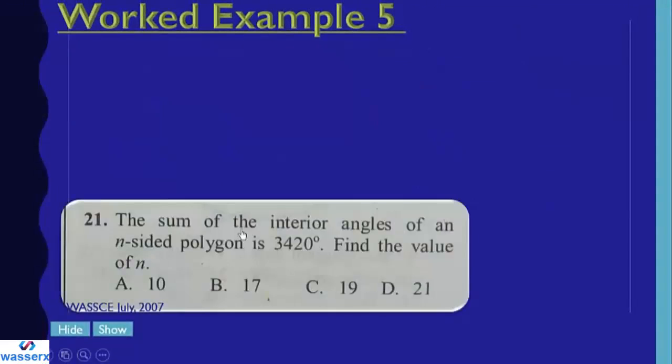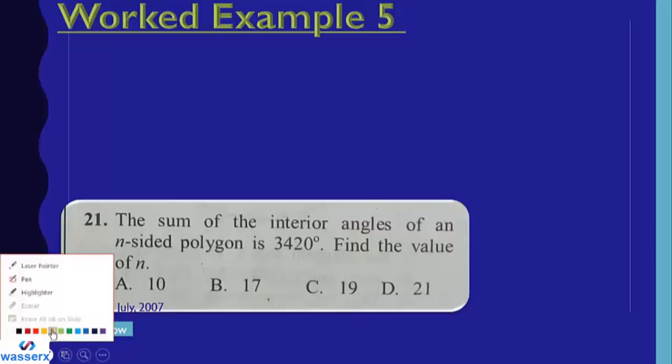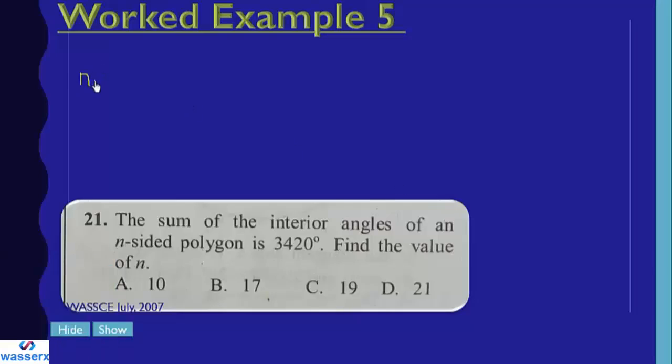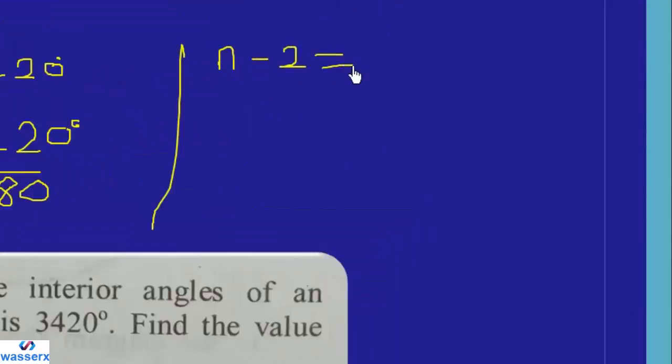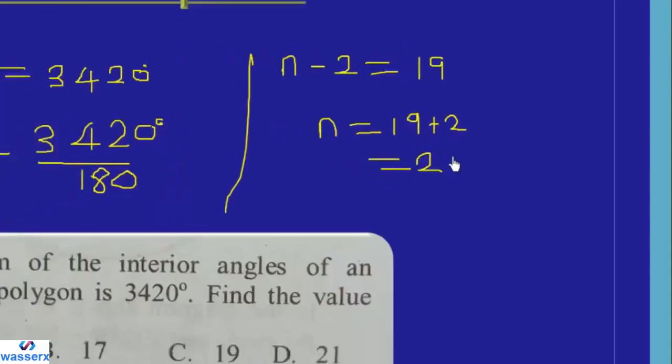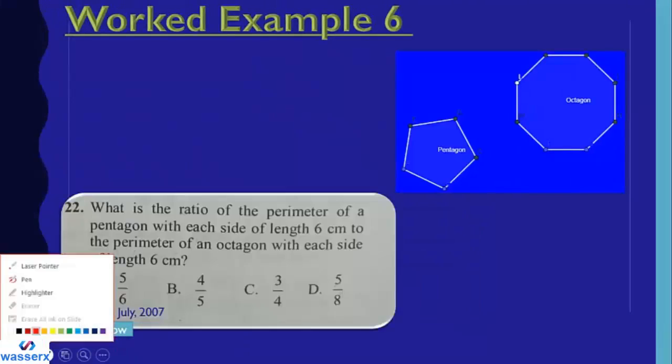Now we have this one: the sum of the interior angles of an n-sided polygon is 3420. So we know the formula is given by n minus 2 times 180 is equal to 3420. So we divide both sides by 180, so we have n minus 2 is equal to 19, therefore n is equal to 19 plus 2, which will give us 21.